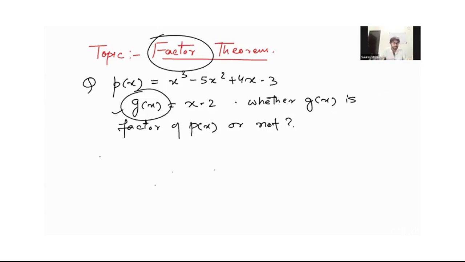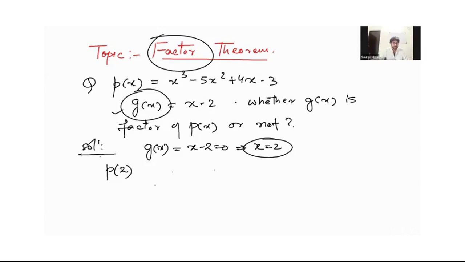Okay, next. So let's start the solution. First of all, if this is a factor, then after solving we will get the remainder as 0. So the first step is always to put g of x, the polynomial which is dividing, equal to 0 and find out the value of x. This is the value we got.